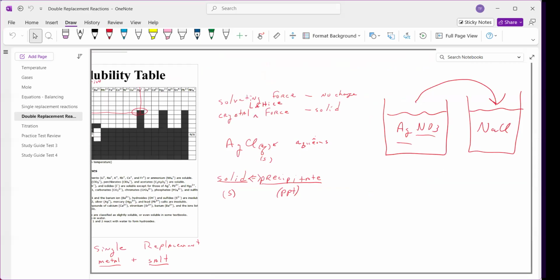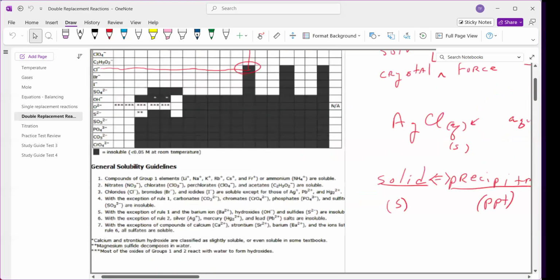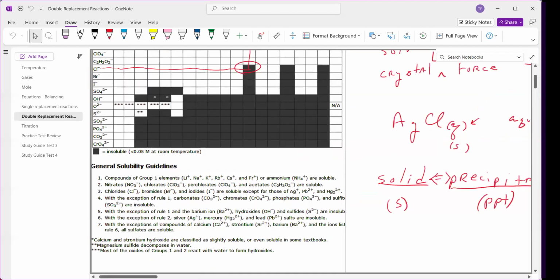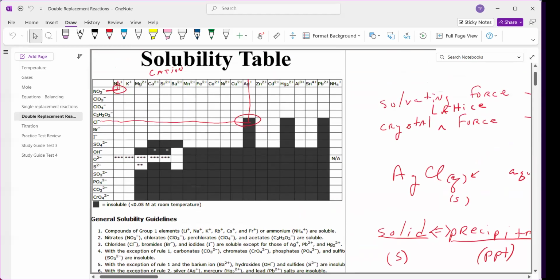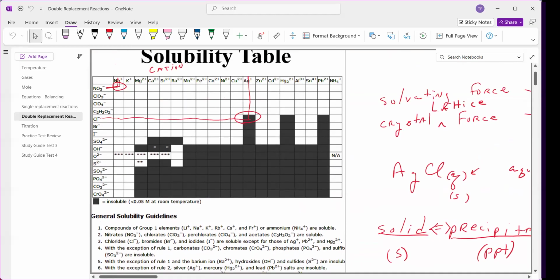So what I've done is I've taken these rules down here and created a chart. And the rules say, you know, compounds of group one elements are soluble. So you have to go back, okay, where's group one on the periodic table? I bypassed all these rules and made this chart.